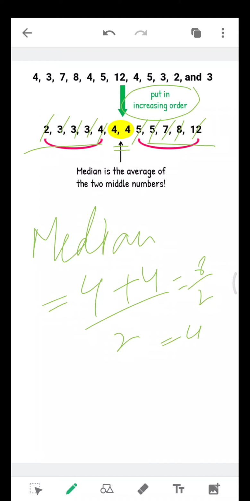So one uniqueness in median is the median will not be affected by these values. These values will not affect the median value, whatever may be these previous values.